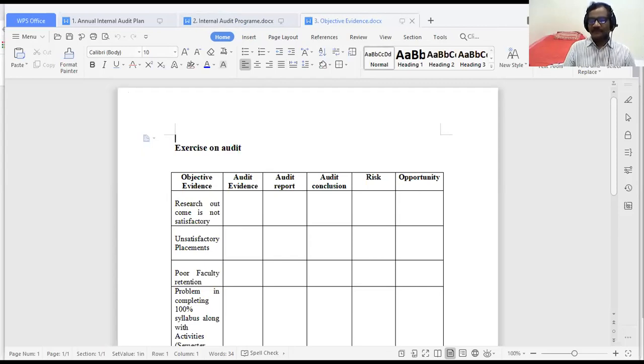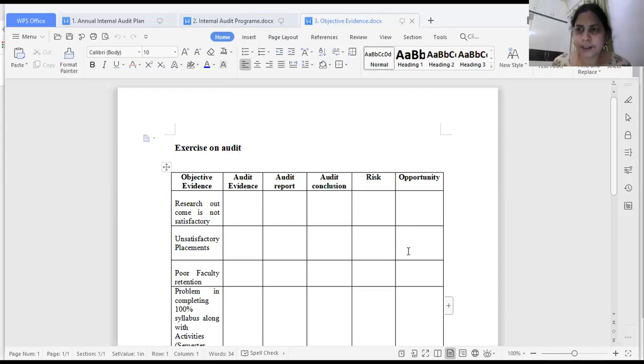Okay. I'm sharing this now. Can you see the screen? Yes. Exercise on audit can be seen. Yes, exercise on an audit.